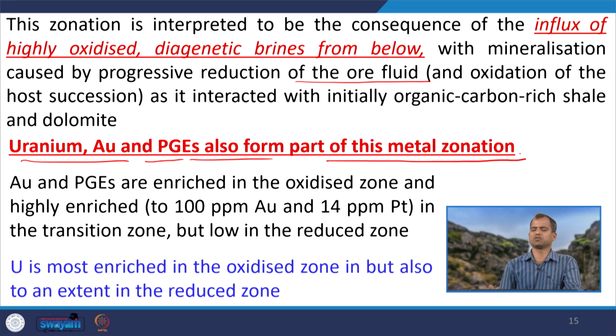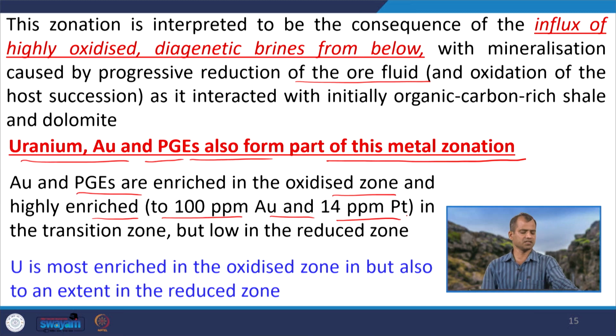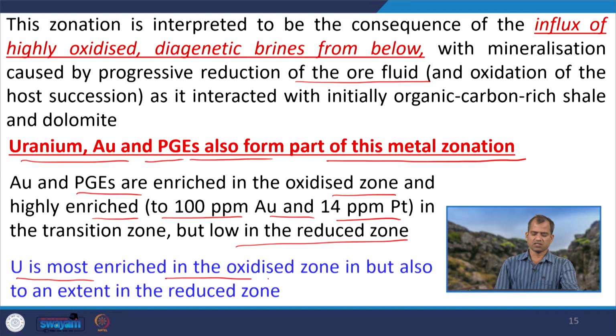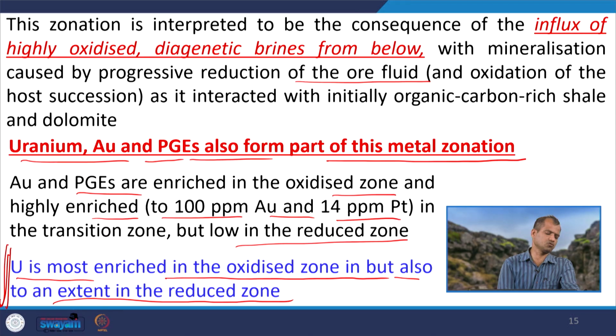Uranium, Au and PGEs also form part of this metal zonation. Au and PGEs are enriched in the oxidized zone and highly enriched, about 100 ppm of Au and 14 ppm of platinum, in this transition zone, but low in the reduced zone. Uranium is most enriched in the oxidized zone, but also to an extent in the reduced zone. Earlier we were talking about the reducing zone being mostly responsible for uranium deposits. Now, at the oxidation zone also, to a certain extent uranium is found.